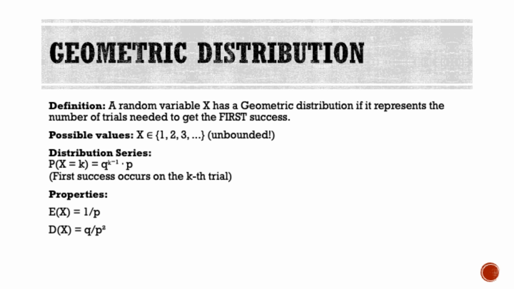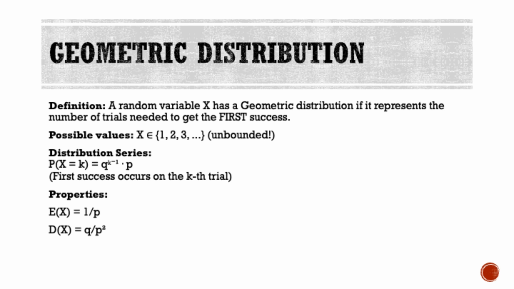The variance is q divided by p squared. This measures the spread of the distribution. When p is small, the variance is large because there's a lot of uncertainty about when the first success will occur. When p is large, the variance is smaller because the first success is likely to happen quickly.